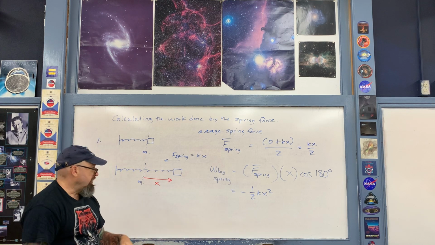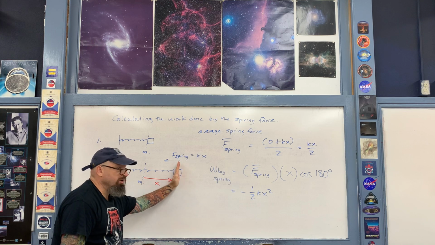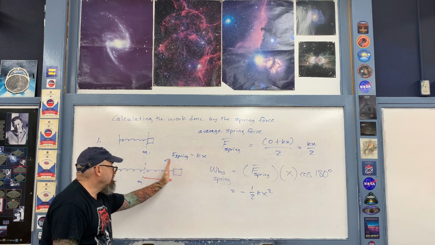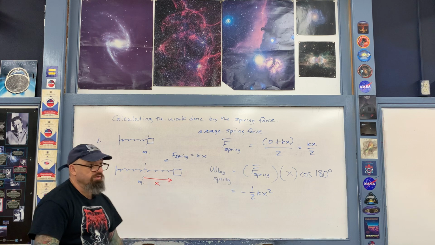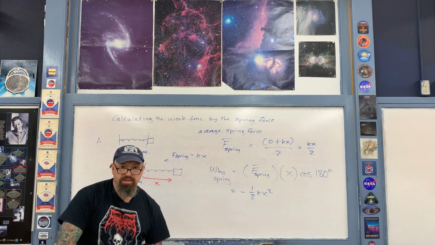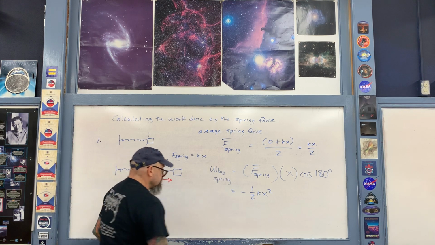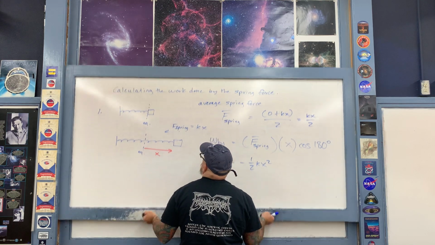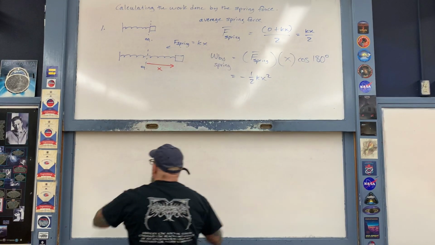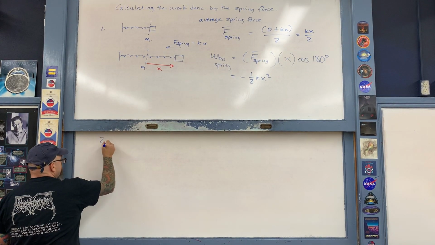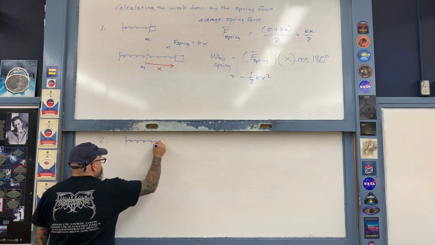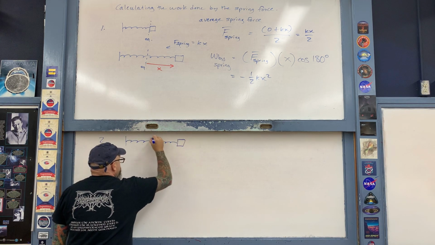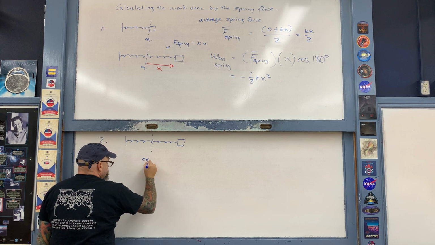In the second situation, what we'll do is start here with the spring already stretched out and then move the object back to the equilibrium position. We'll calculate the work done by the spring force in doing so. So let me do this on the lower board. Let's call this situation 2. Okay, so right here, for example, is the equilibrium position.